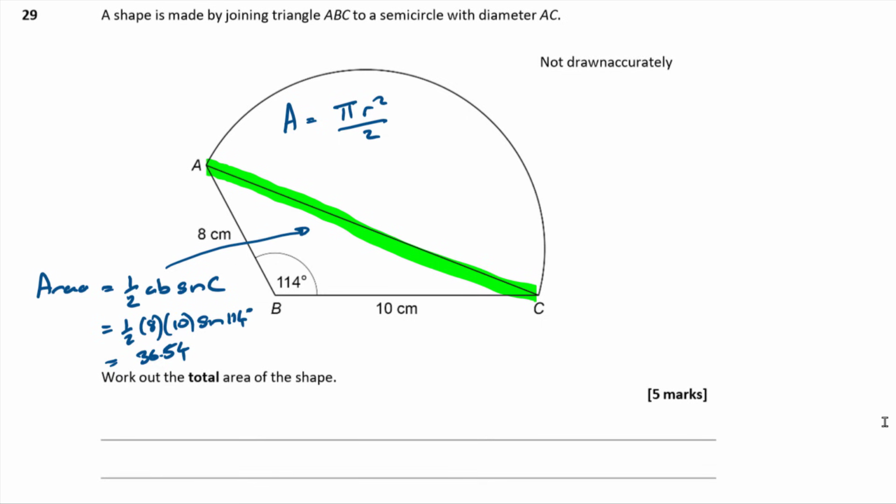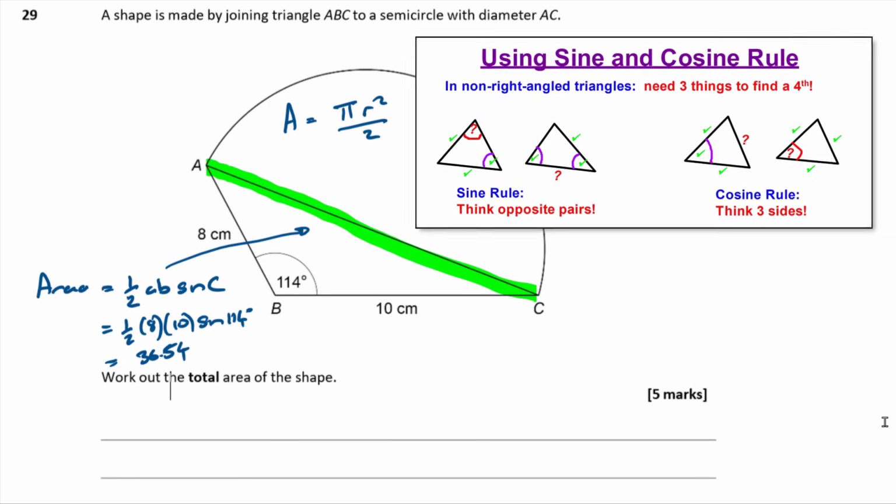Now the next thing we need to do is know what AC is. So we want to find the third side of a non-right angle triangle, given the fact we know the other two sides and an angle. This is clearly a job for our trigonometry and non-right angle triangle rules, but is it the sine rule or is it the cosine rule? The sine rule tells us about opposite pairs, and the cosine rule tells us about 3 sides. Okay, so this one is about 3 sides because we've got 2 sides, we want a third side, so it's going to be the cosine rule.